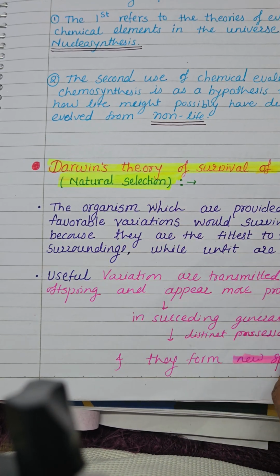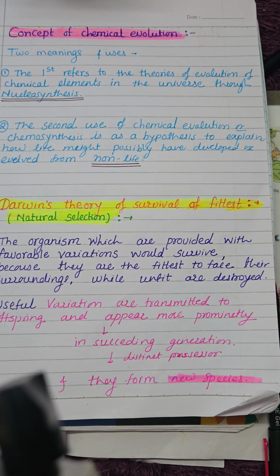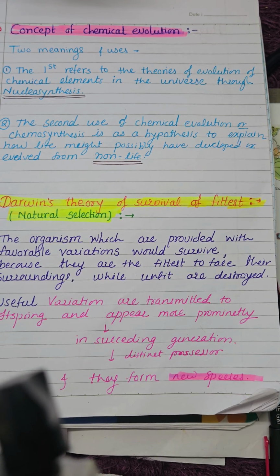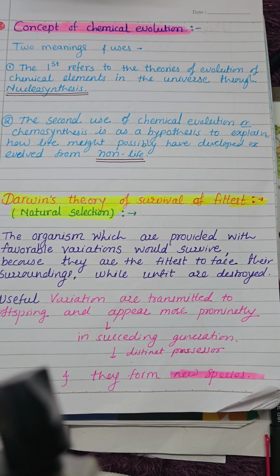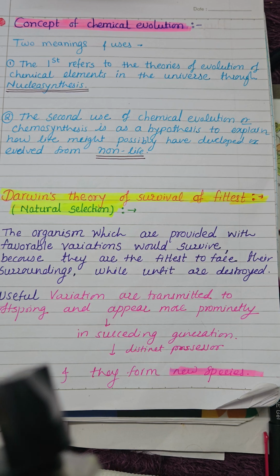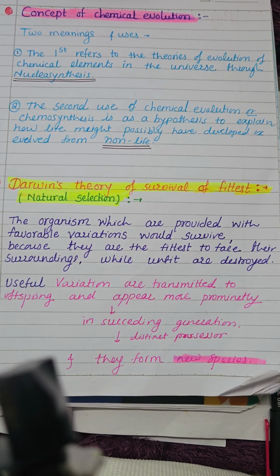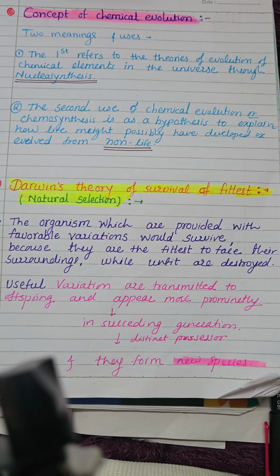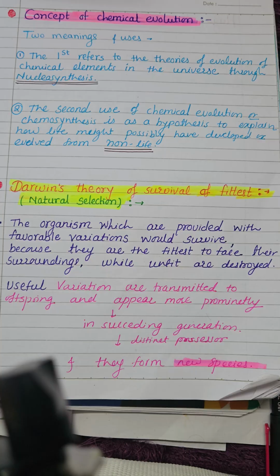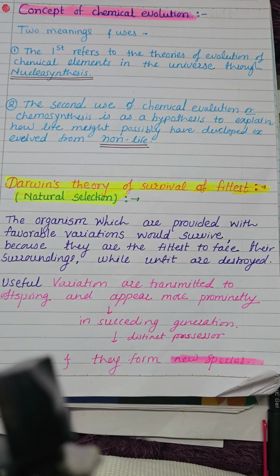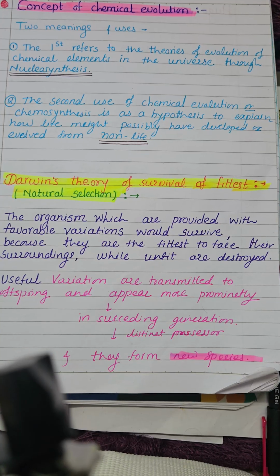Darwin observed that organisms produce more offspring than required. Second, he observed resources are limited. And third is individuals show variation. Now I will explain. Wait. The organisms which are provided with favorable variations would survive because they are fittest to face their surroundings, while the unfit are destroyed. मीन्स जो ऑर्गेनिज्म अडॉप्ट करते हैं एनवायरमेंट के साथ वो ज्यादा सर्वाइव कर जाते हैं.